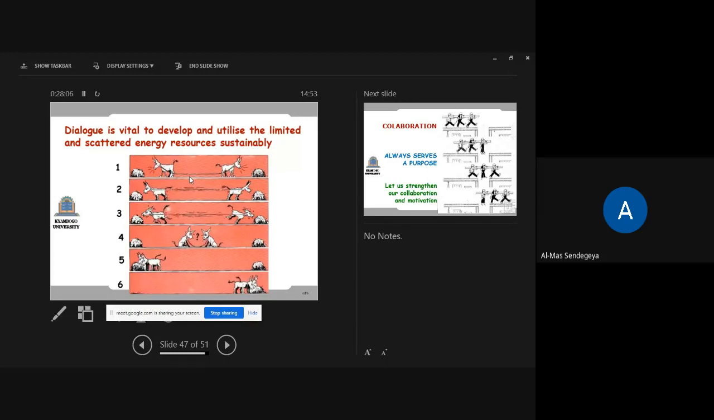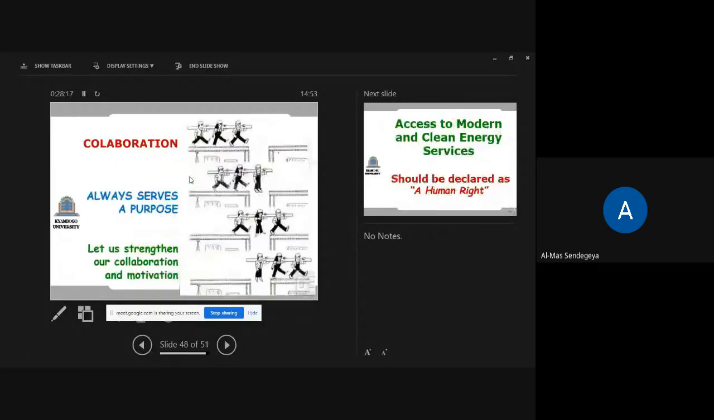And I've given you an example of DRC. African countries should think about it. DRC is a very rich country which can help Africa. Collaboration is very important. You see those people how they are crossing the bridge. We can cross the bridge if we cooperate. Cooperation always serves the purpose. Let us strengthen our collaboration and motivation. That's why these days we encourage groups of 2 or 3 people working on a single project. And that's why I told you that we can do projects with other departments.